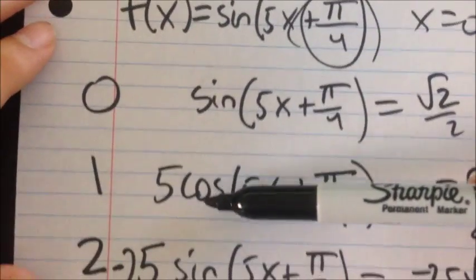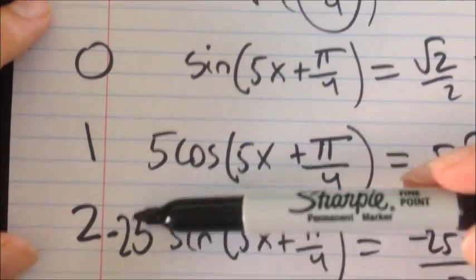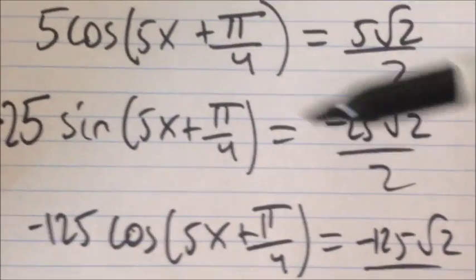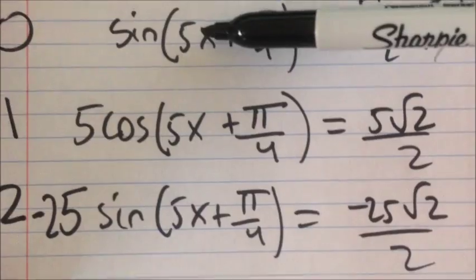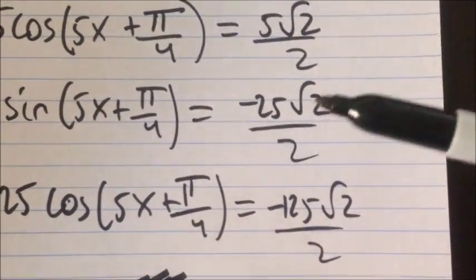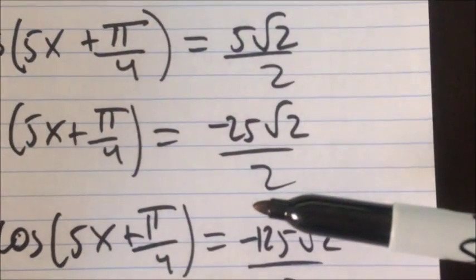Again, just pay attention when you're taking the derivative of cosine, it's a negative sign, and to pull out the 5 in your chain rule. And finally, when you take these derivatives, you'll plug in 0. I'll get square root of 2 over 2, 5 square root of 2 over 2, negative, and onward. So with these numbers, we're going to write our Taylor polynomial.